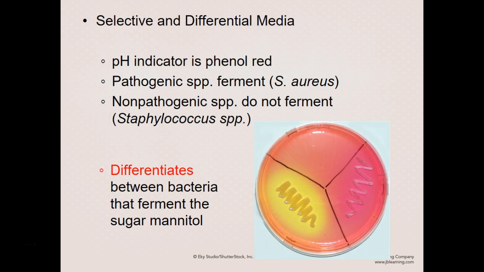Pathogenic Staphylococcus aureus ferments the mannitol, and non-pathogenic species do not ferment the mannitol. So Staphylococcus epidermidis is a non-pathogen. Most of our gram-negatives and our gram-positives are not halotolerant, so they won't even grow in the environment. Vibrio fischeri is our only gram-negative that will grow in a salty environment, and it also ferments mannitol, so it will grow and ferment mannitol. Pretty interesting, right?